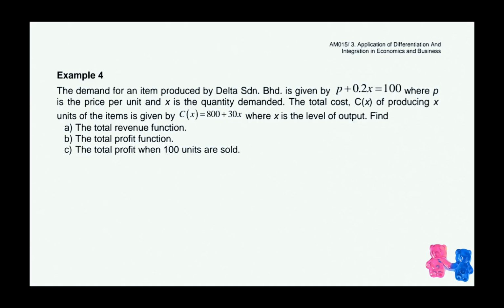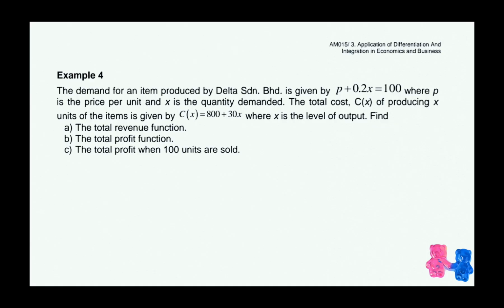For example number 4, the demand for an item produced by Delta Sdn Bhd is given by P plus 0.2x equal to 100, where P is the price per unit and X is the quantity. The total cost C of X of producing X units of items is given by C of X equal to 800 plus 30x, where X is the level of output. Find, for question A, the total revenue function.